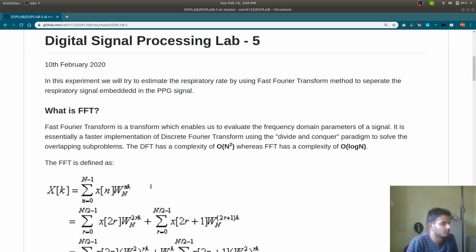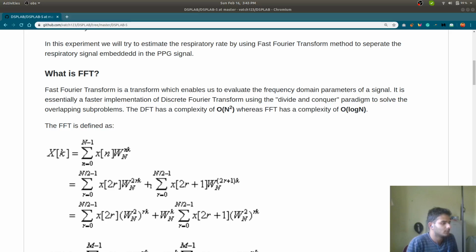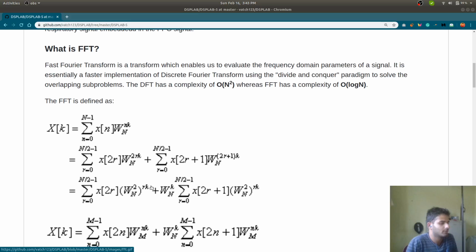So what is fast Fourier transform? Fast Fourier transform is essentially the same thing as what we do in DFT, but the way it is implemented is slightly different. Rather than using the brute force method which we have always used for calculating the DFT, we'll be using the divide and conquer paradigm. In this case, we split our n point DFT into two n by 2 point DFTs.